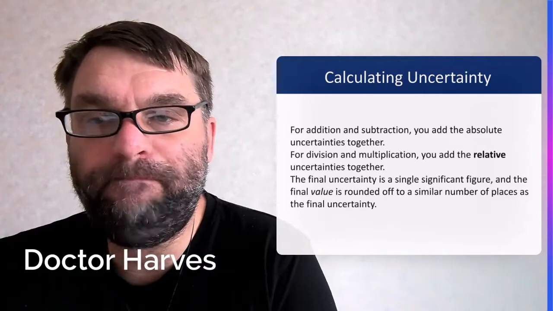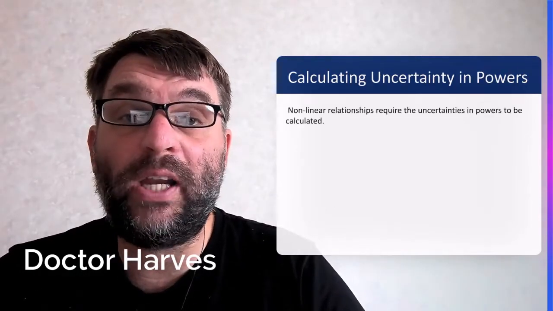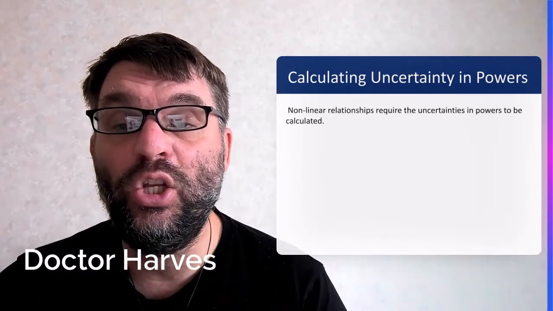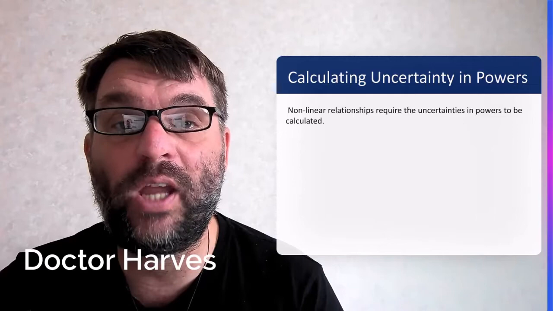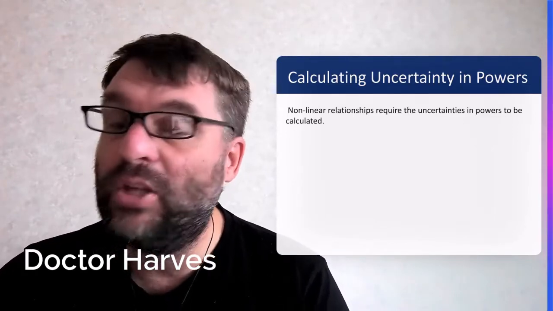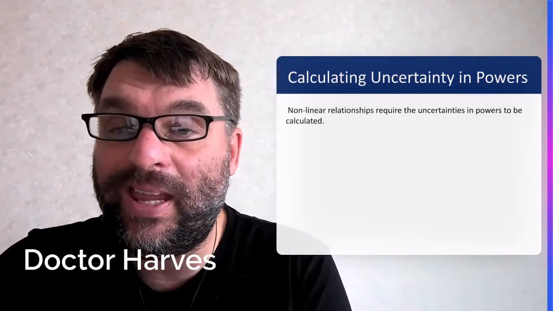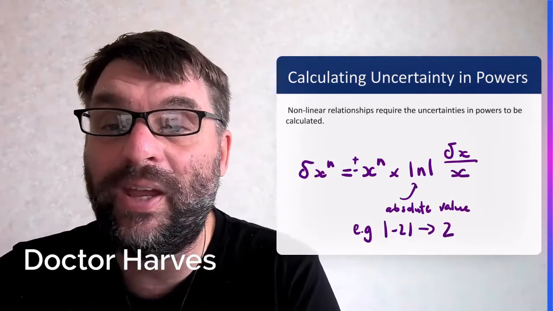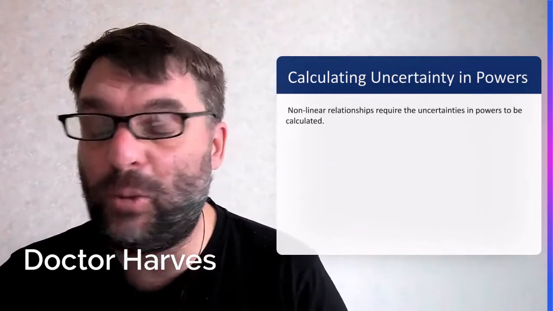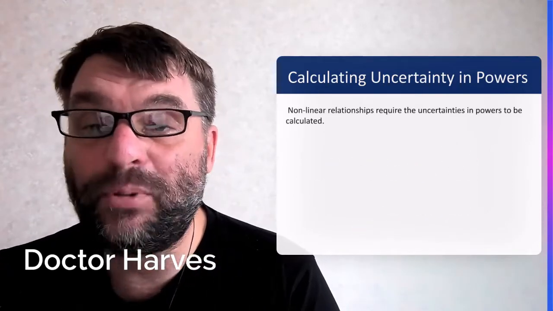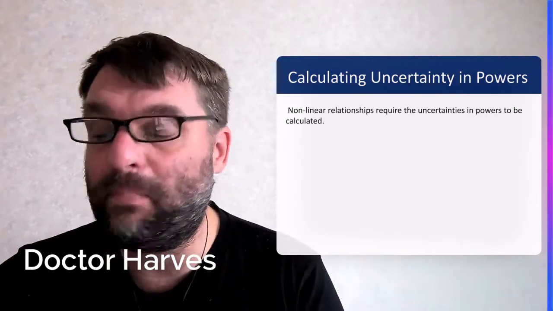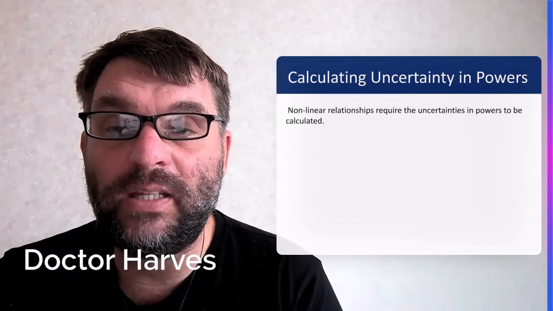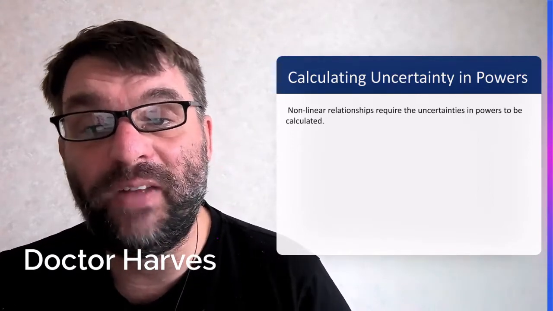Also, because you are going to be investigating non-linear relationships, you have to work out how to calculate the uncertainty with powers. So the error in an x to the power n kind of relationship is going to be equal to x to the power of n, where x is the value, times the absolute value of n, that power, multiplied by the absolute uncertainty of x, and divided by the value of x.